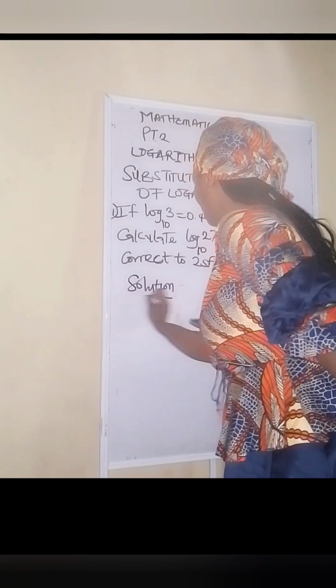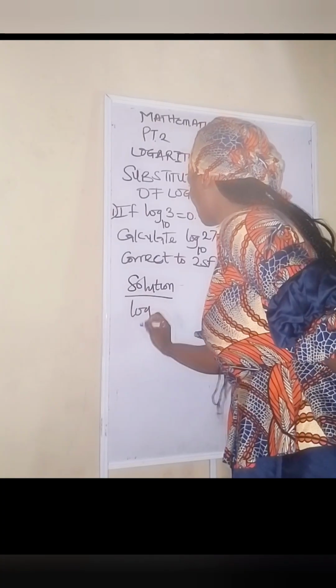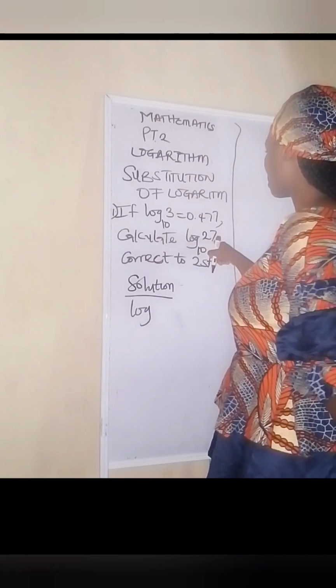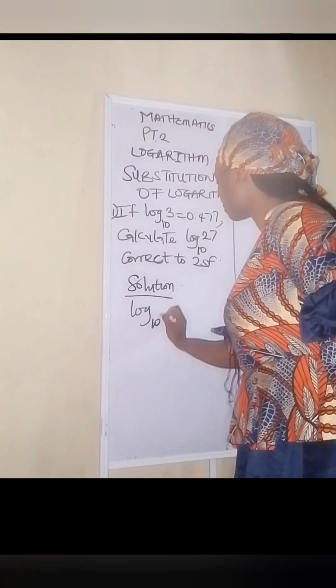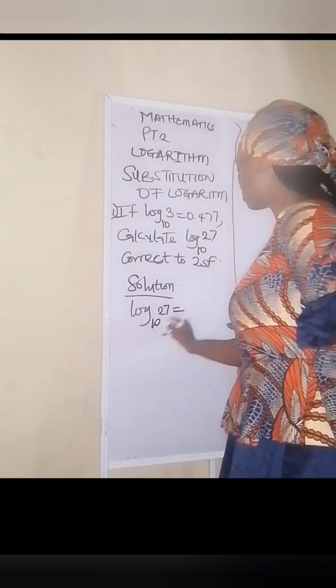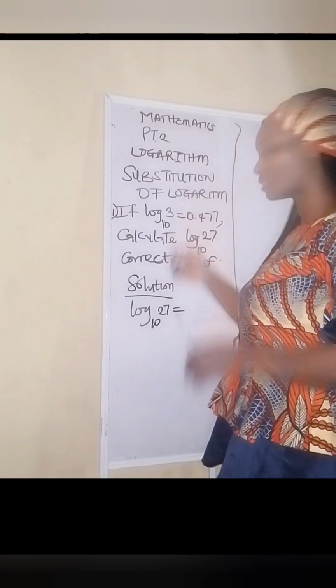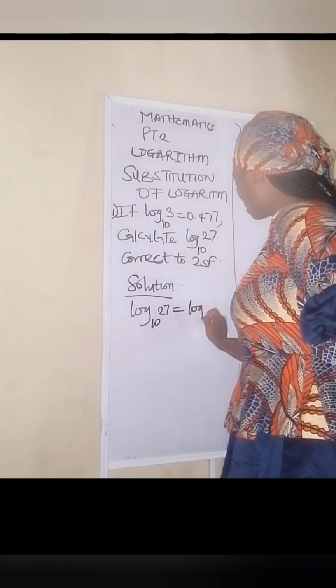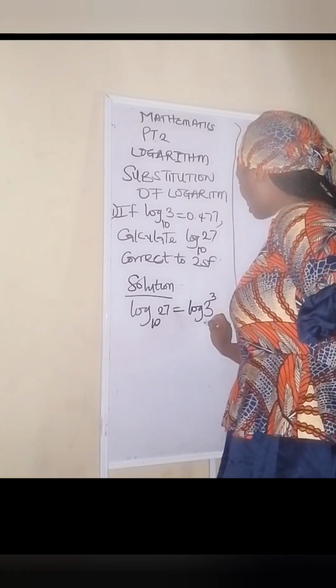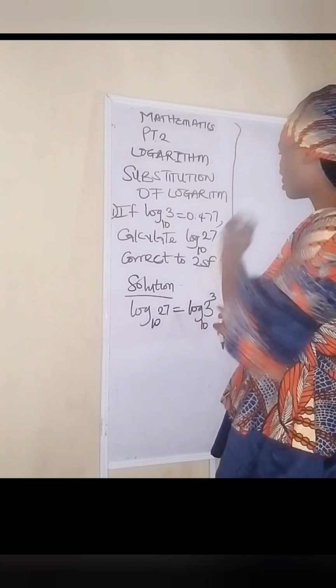When you're given any instruction, ensure you follow the instruction. So we have to calculate log 27 base 10. So now we know that what gives us 27? 3 raised to what? 3 raised to power 3, like 3 in 3 places will give us 27. So now we are given what? Log 3 as what?